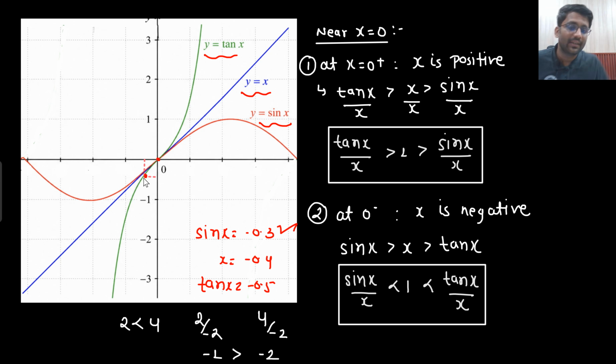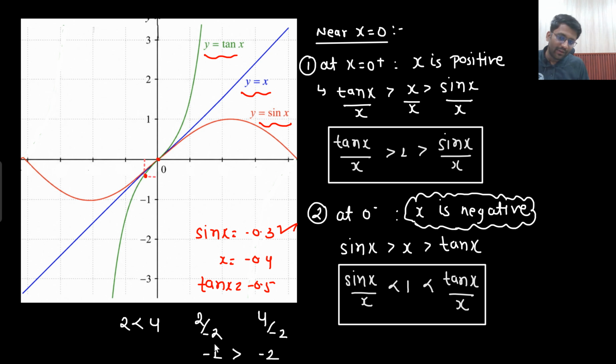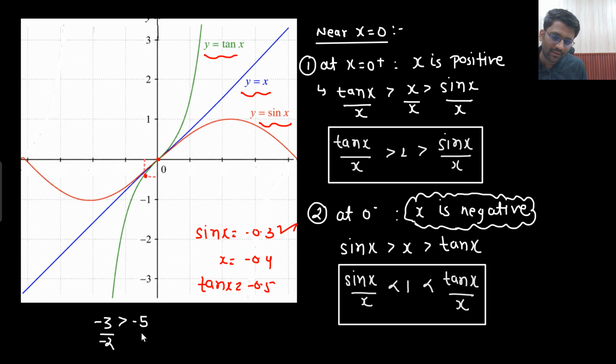If I divide by x, which is negative, just notice this thing. x is negative. If you divide by a negative, or you can take any other example, who is bigger, minus 3 or minus 5? Minus 3 is bigger. If you divide by minus 2, this will give you 3 by 2, which is 1.5, and this will give you 5 by 2, which is 2.5. So 2.5 is bigger. Isn't the sign changed? Similarly, if I am dividing by x, the sign will change. Sin x by x would be less than 1, and less than tan x by x.